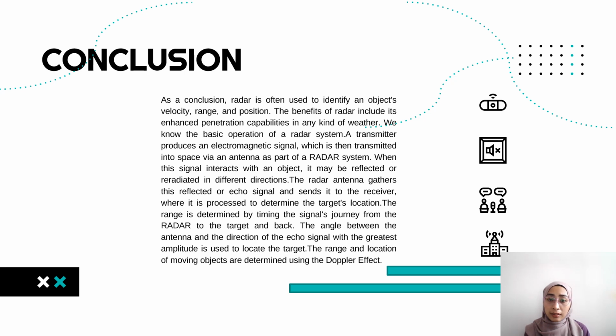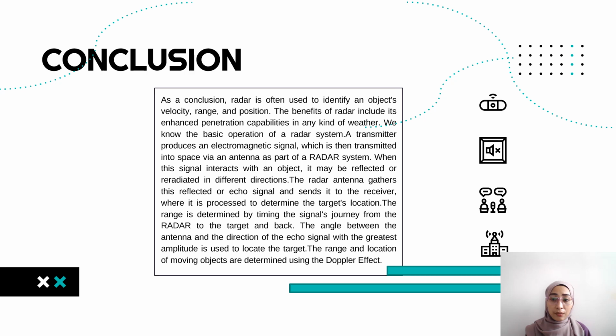The radar antenna then gathers the reflected or echo signal, which is sent to the receiver, where it is processed to determine the target location. The range is determined by timing the signal journey from the radar to the target and back. The angle between the antenna and the direction of the echo signal with its amplitude is used to locate the target. Direction and location of moving objects are determined using the Doppler effect.